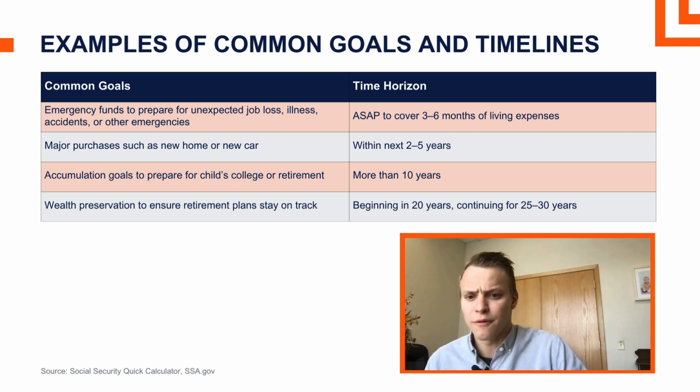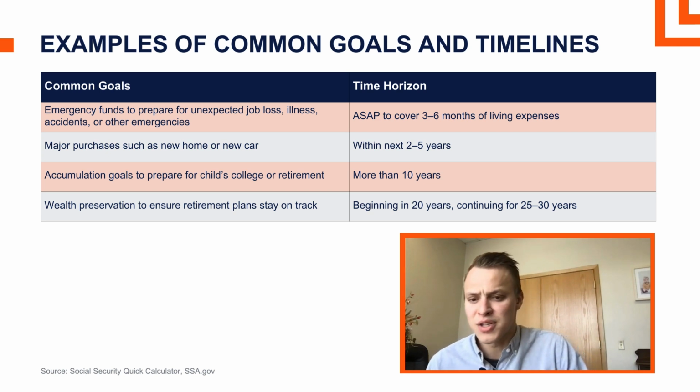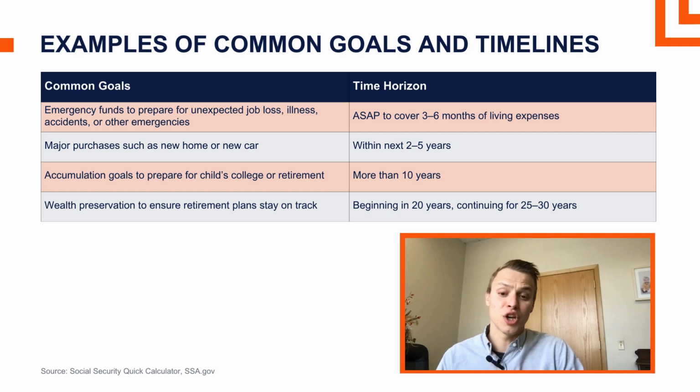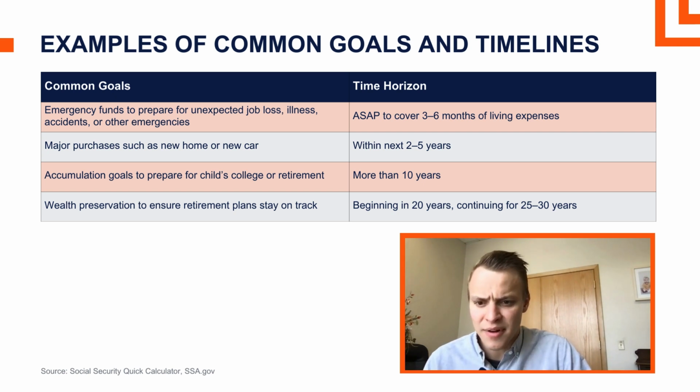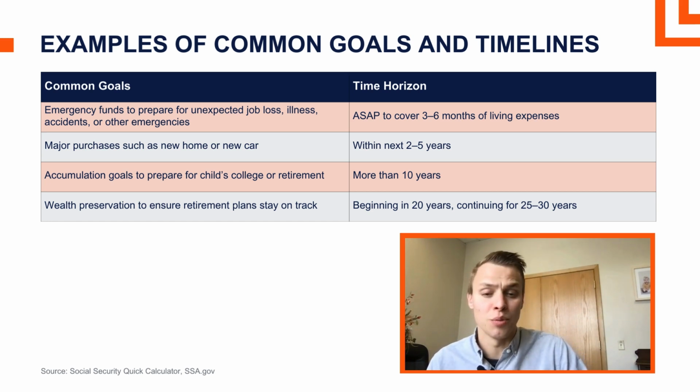The goals fall into 4 broad categories with varying time horizons. Emergency funds as soon as possible, major purchases within the next 5 years, accumulation goals for retirement or kids' college expenses, and finally, wealth preservation, which usually includes retirees who hope to live at least another 25 years.